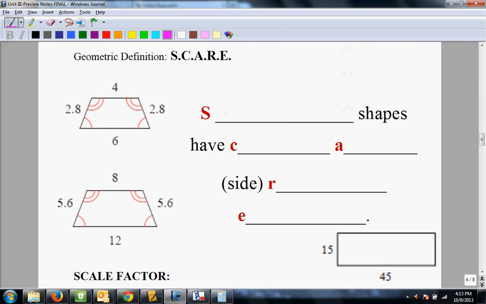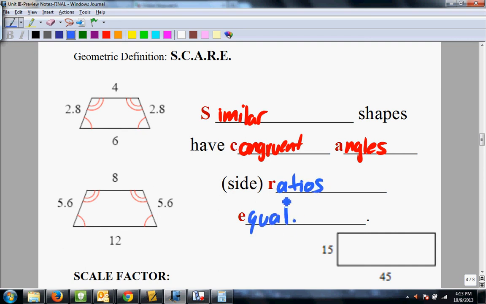Now we're going to get into the technical definition of similarity. So shapes which are similar have these two qualities. They have congruent angles and side ratios which are equal. Congruent angles, side ratios equal. Let me show you what I mean.